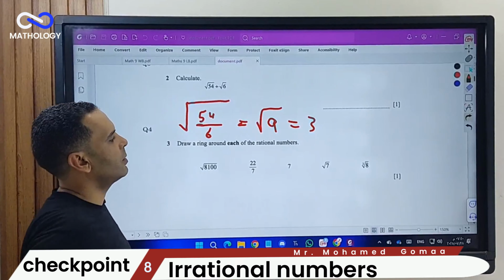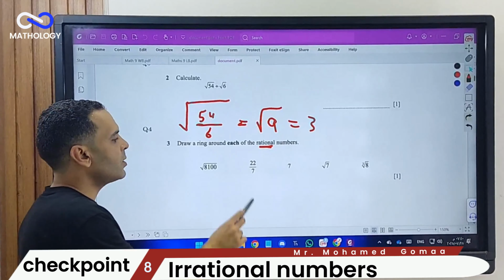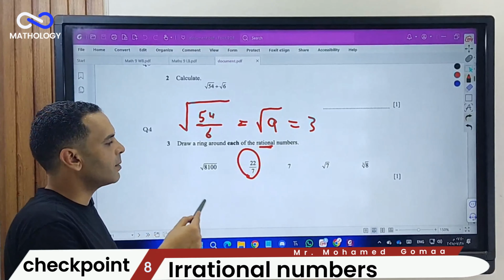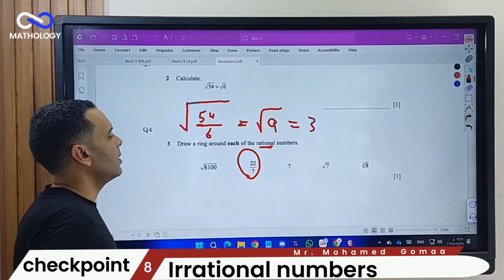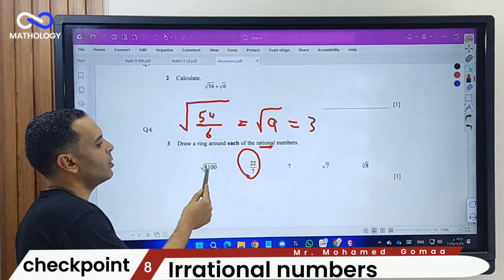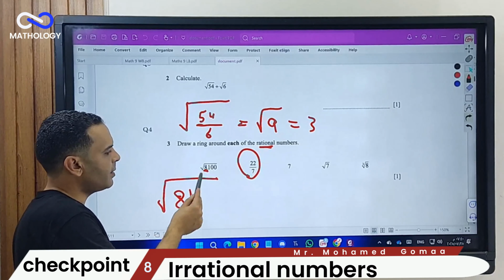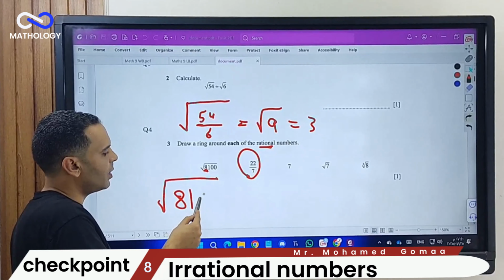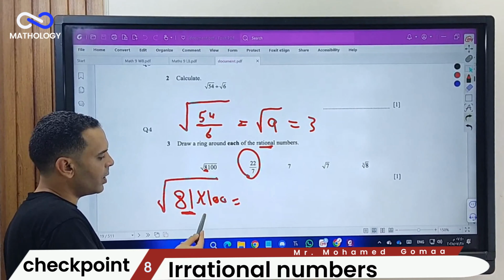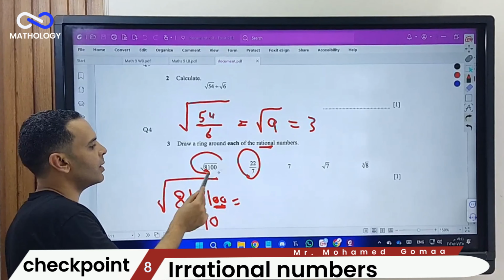Draw a ring around each of the rational numbers. This one is rational, 22/7, because it's a fraction. The square root of 8,100. 8,100 means 81 multiplied by 100. You can get the square root of 81, which equals 9, and the square root of 100, which equals 10. This one is rational.